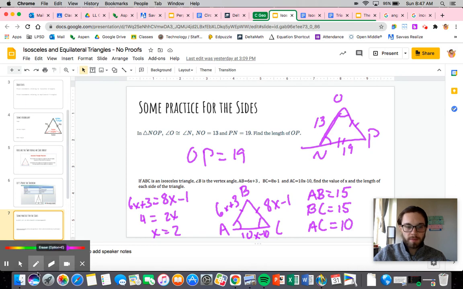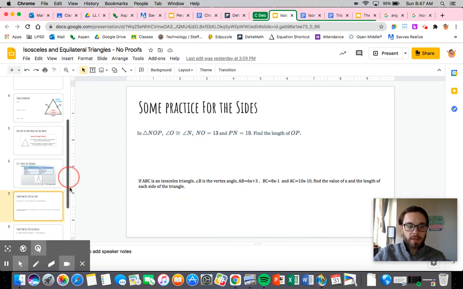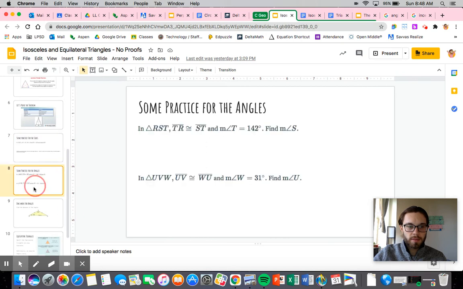So simple enough. All right, now let's do a little bit of practice with the angles. Okay. So we have triangle RST, and if they don't give you the triangle, just do a quick sketch, right? That'll help you. We know that TR and ST are congruent. Okay, those two are congruent. We know that this one's 142. All right, and we need to find S.